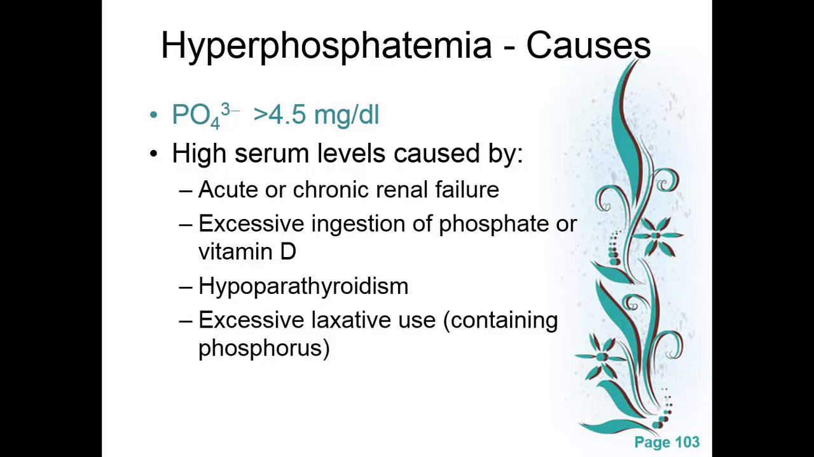Hyperphosphatemia causes could be from acute or chronic renal failure, excessive ingestion of phosphate or vitamin D, hypoparathyroidism, excessive laxative use that contains phosphorus. Fleet's enema is an example of that.